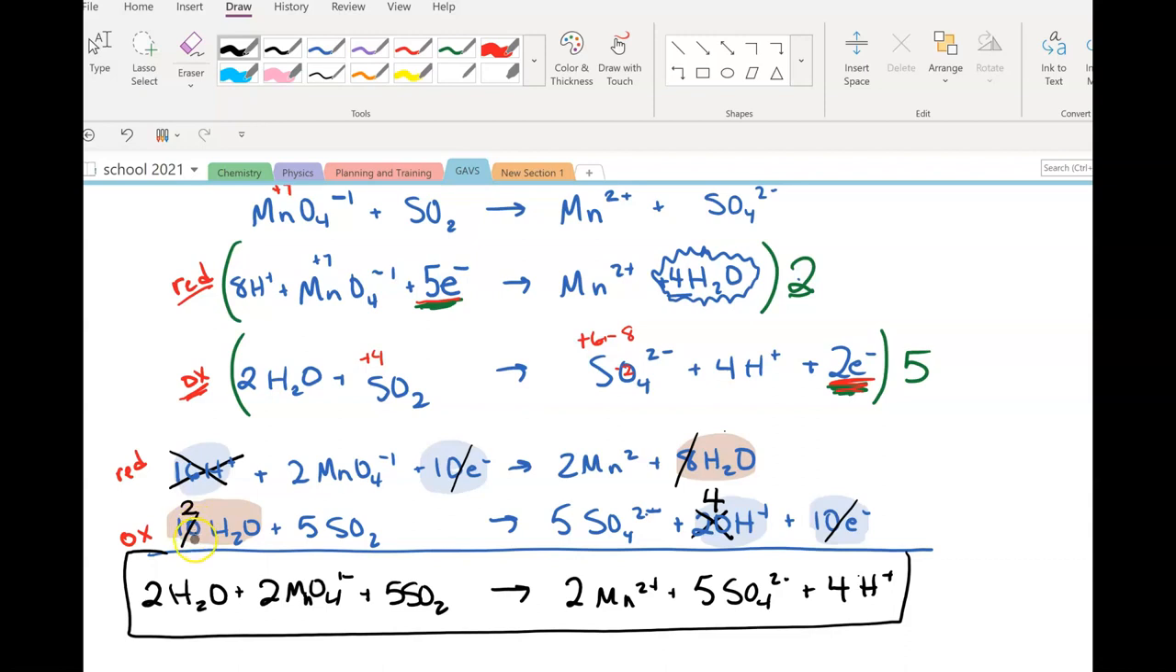Now let's look at water. I start with 10 waters on the reactant side and 8 waters on the product side. I'll remove all 8, and I'm left with 2 waters on the reactant side, 2 permanganate ions, 5 sulfur dioxides. On my product side, I'm left with 2 manganese 2 ions, 5 sulfate ions, and for my hydrogens, I started with 20 produced, and I needed 16 initially. So I am left with an overall balance of 4 on the product side. And that is another example of balancing in acidic conditions.